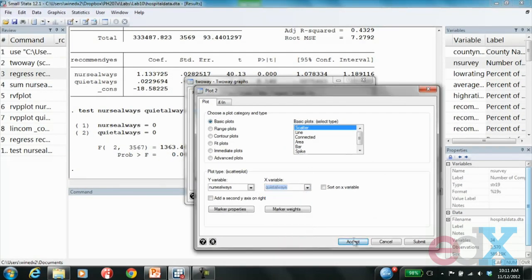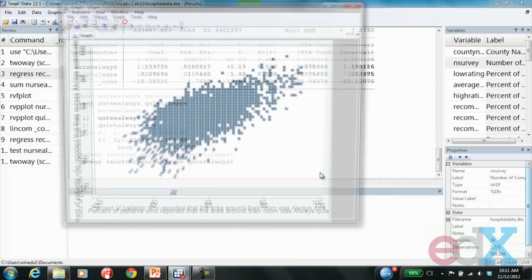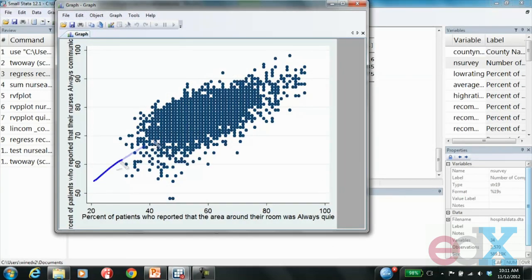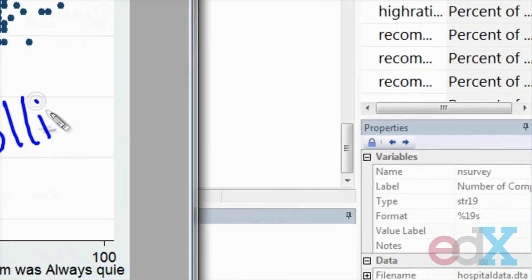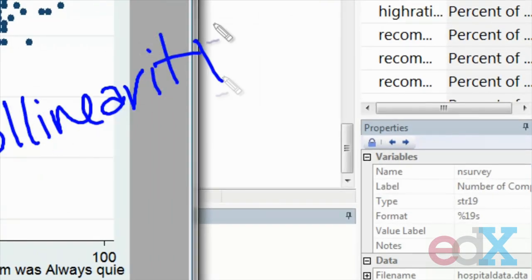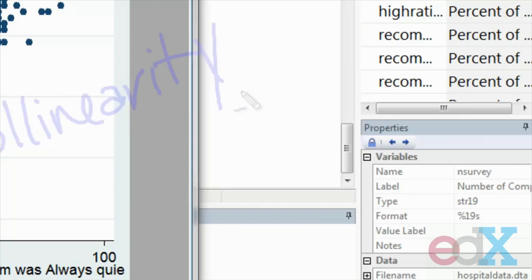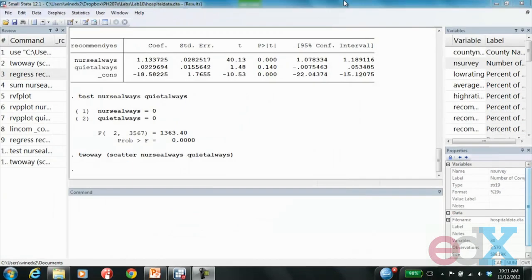Let's think about how these two covariates are related to each other. And when we look at this plot, we actually see that it looks like there's a linear relationship between nurse always and quiet always. So this is evidence of collinearity. And this occurs when you have two covariates that are highly correlated. The question is, how does this impact the results of our regression model?